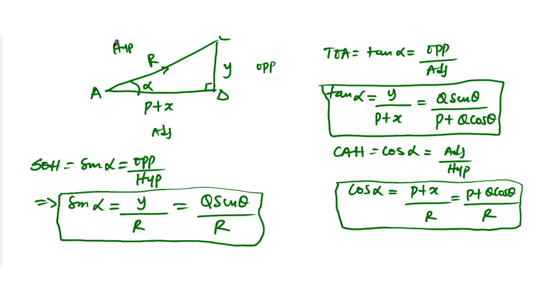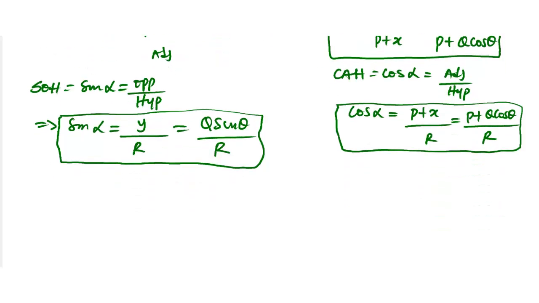resultant vector. So don't forget, R represents the resultant vector, alpha represents the angle the resultant vector makes with the horizontal, and theta is the angle between the two vectors.